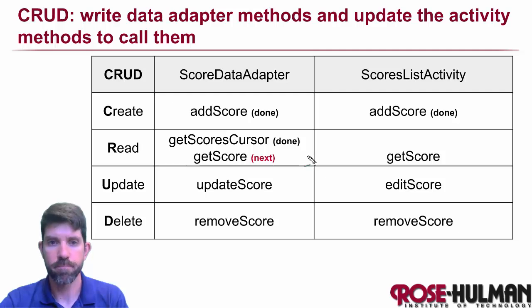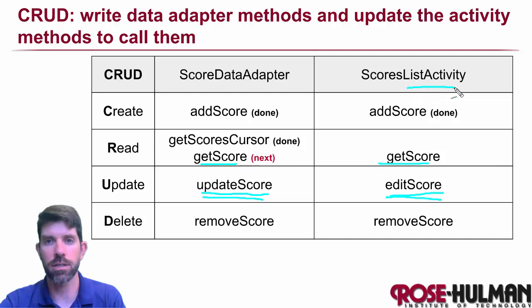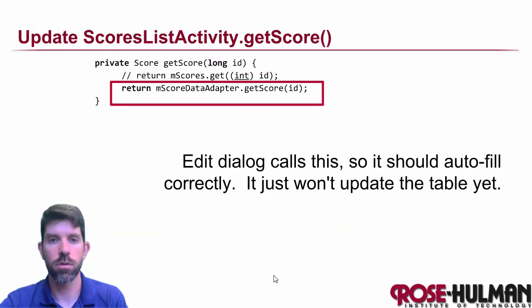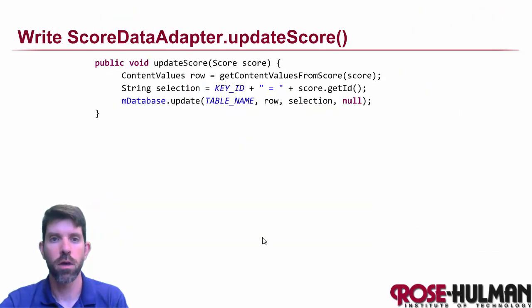Back in my CRUD, we saw that we wrote the get score. All right, took care of that. So now we're going on to update score and edit score. Right. So update score is a method that we're going to write, and edit score is one that we're going to update in our activity. What do those guys look like? All right. So update score is one that I think you like.